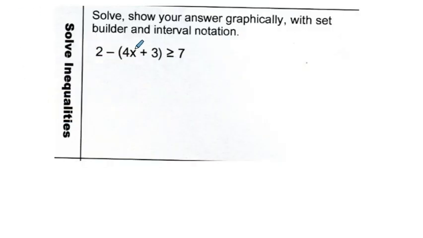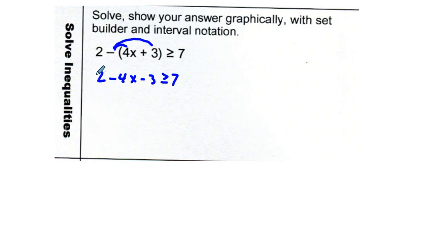Next, solve inequalities. Solve, show your answer graphically with set builder and interval notation. So it's like solving an equation, pretty much, except possibly for one thing. So we have this minus quantity 4x plus 3, so we distribute that negative sign inside the parentheses. So we get 2 minus 4x minus 3 is greater than or equal to 7.